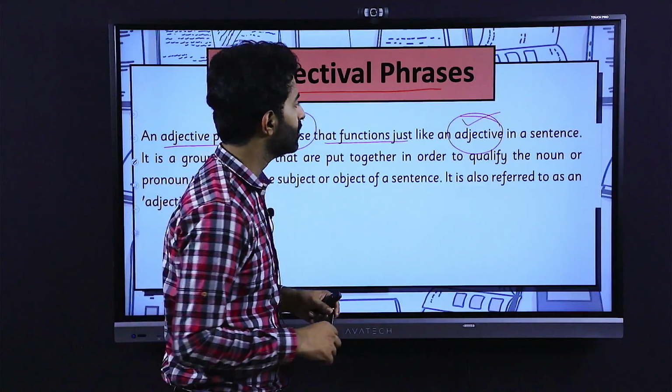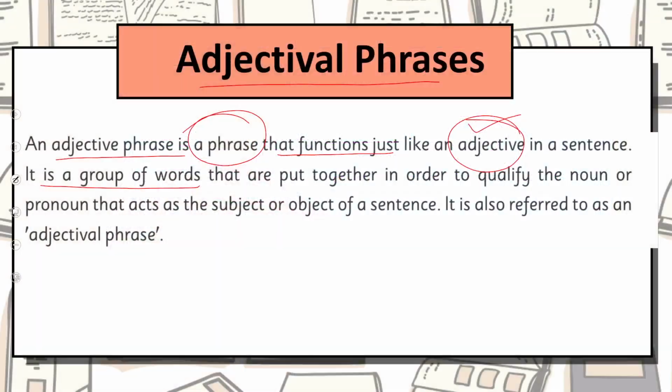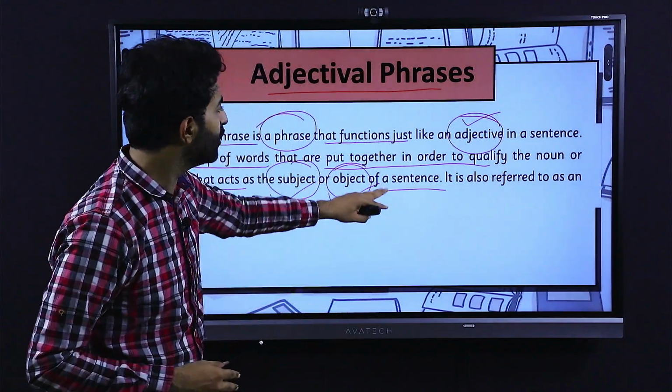Now, it's a group of words that are put together in order to qualify the noun or pronoun that acts as the subject or object of a sentence. So it means that it can be used both as a subject and as an object. It is also referred to as an adjectival phrase. We can call it adjectival phrase or adjective phrase. So what do we understand by this?